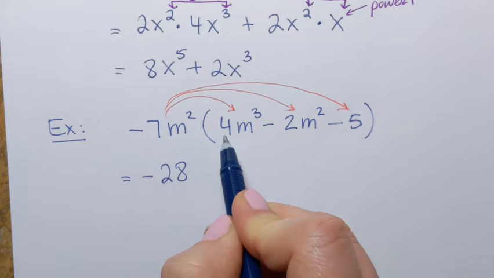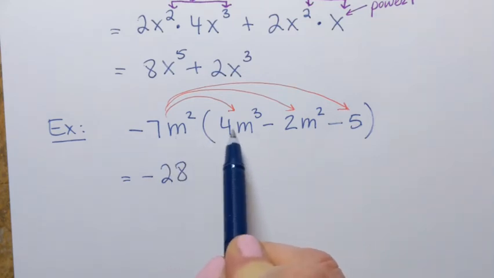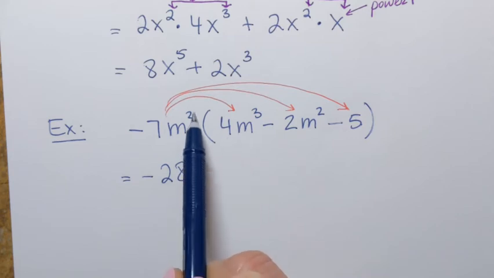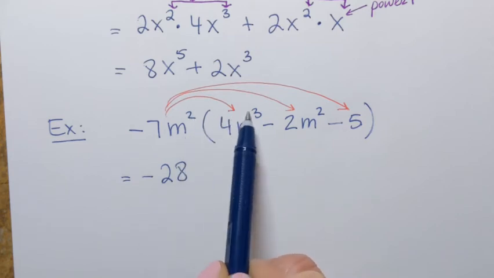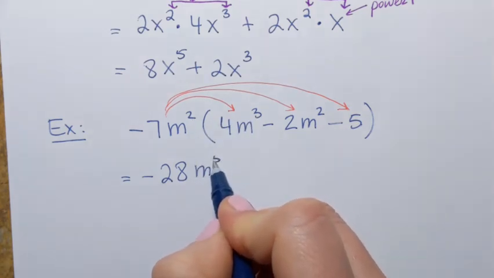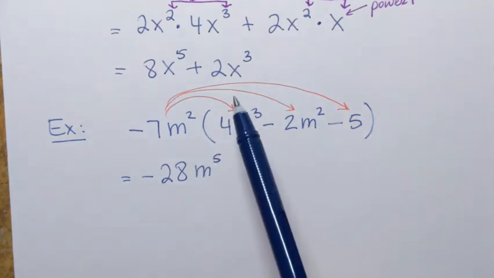Number times a number. And now multiplying 2 variables. As I am multiplying same variables, I have to add their powers. So what's going to be the power of m? Well, it's 2 plus 3, which is 5. Okay, that's the first term.